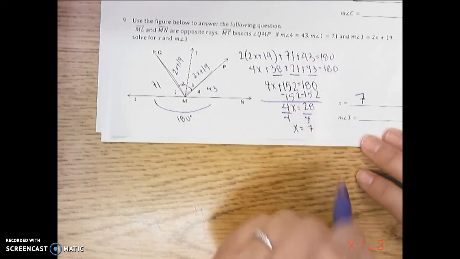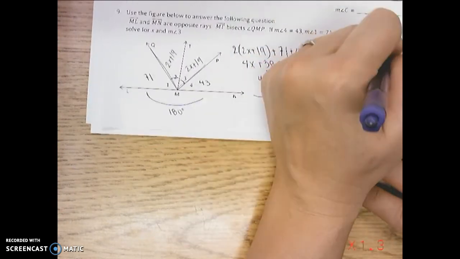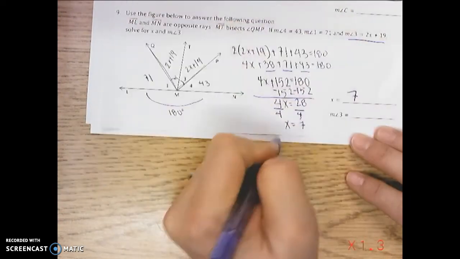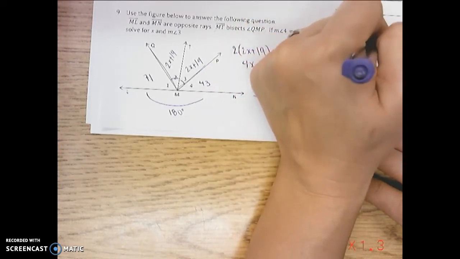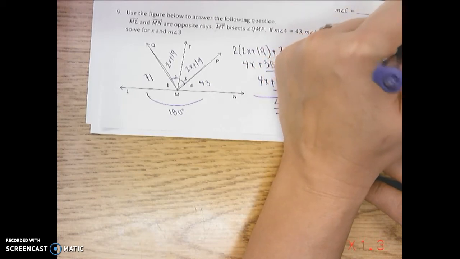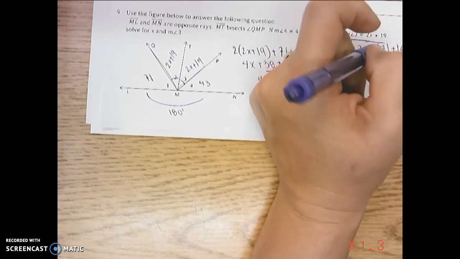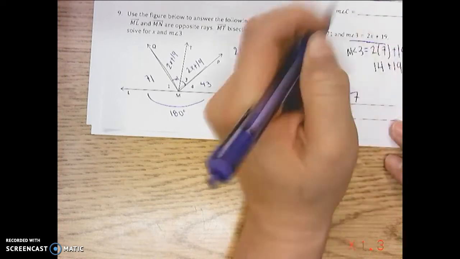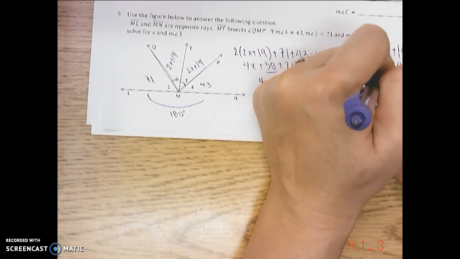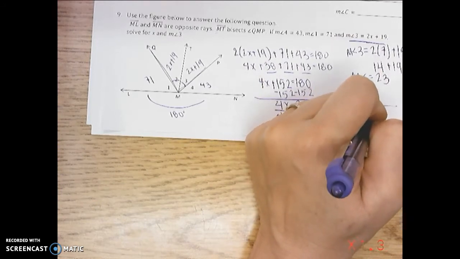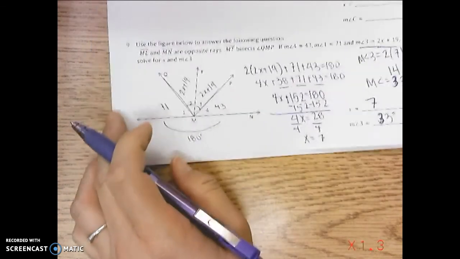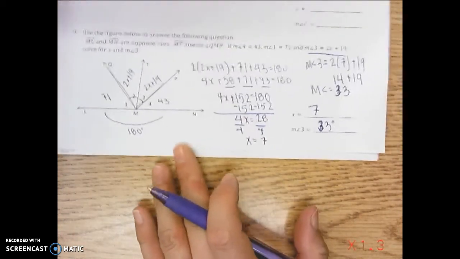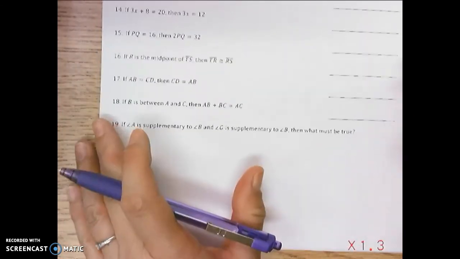So in goes 7. I need to find the measure of angle 3, which is up here. I'm going to take my x and plug it into this equation. So the measure of angle 3 equals 2 times 7 plus 19, which is 14 plus 19, and the measure of angle 3 equals 33 degrees. Alright, so that's the end of chapter 1. Let's move on to chapter 2, reasoning and proofs.